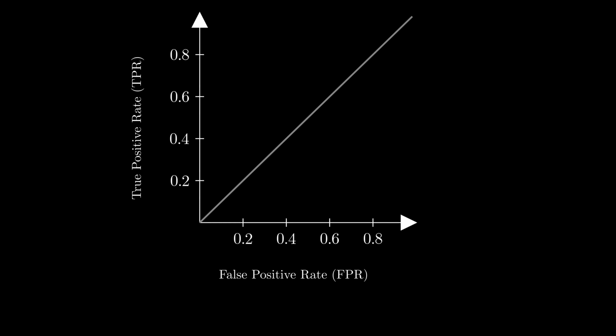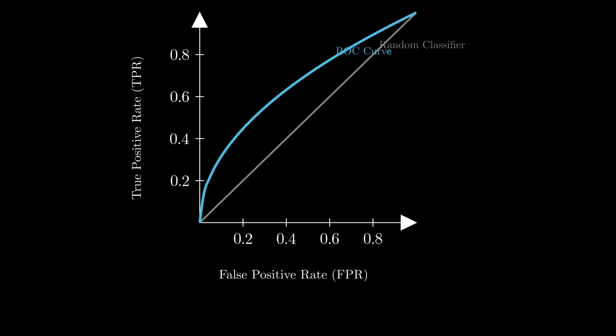Hello everyone! In this video, I'm going to break down the ROC curve, a powerful tool for evaluating the performance of binary classifiers in machine learning. The ROC curve stands for Receiver Operating Characteristic Curve. It's a graphical plot that illustrates the diagnostic ability of a binary classifier system as its discrimination threshold is varied.